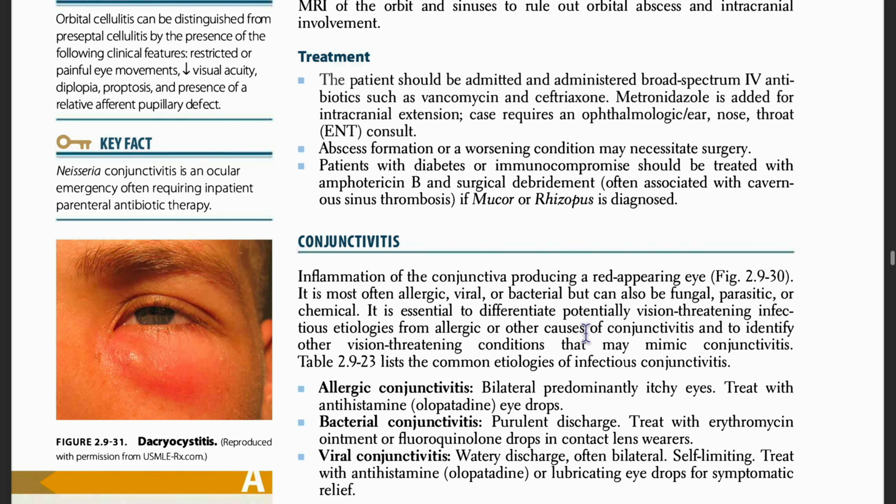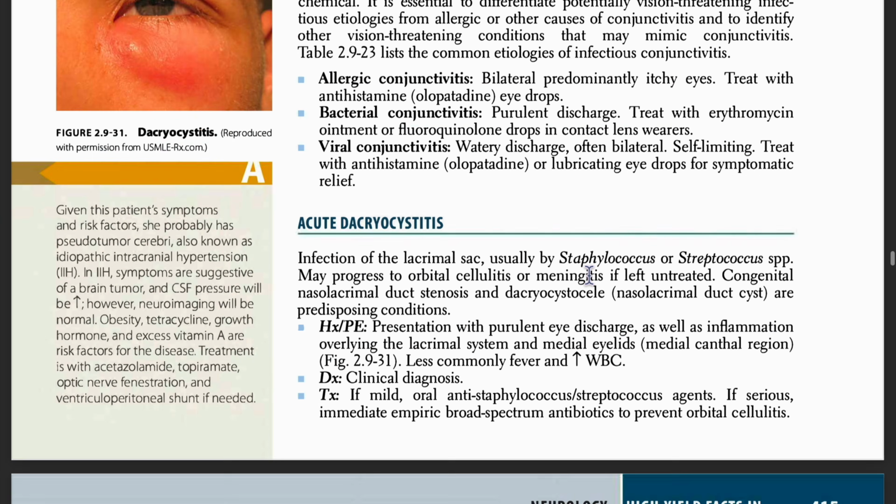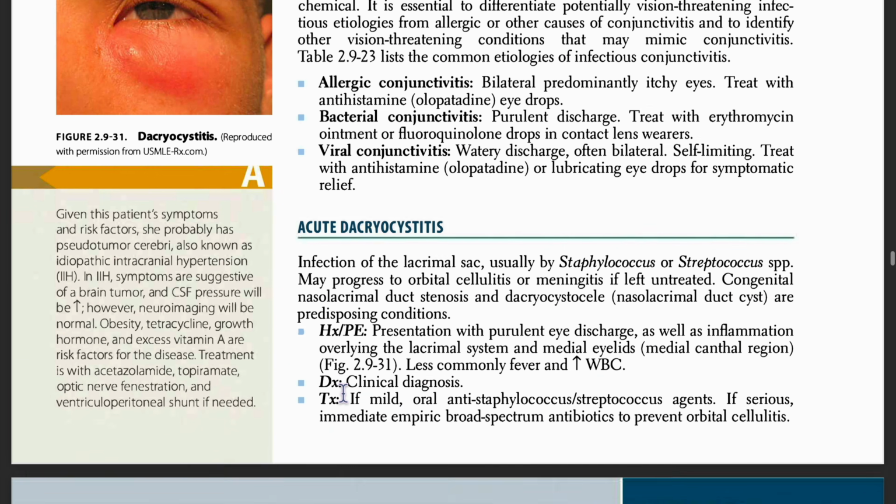Okay, conjunctivitis. An inflammation of the conjunctiva, producing a red appearing eye. It is most often allergic, viral, or bacterial, but can also be fungal, parasitic, or chemical. It is essential to differentiate potential vision threatening infectious etiologies from allergic or other causes of conjunctivitis and to identify other vision threatening conditions that may mimic conjunctivitis. This table lists the common etiologies of infectious conjunctivitis.